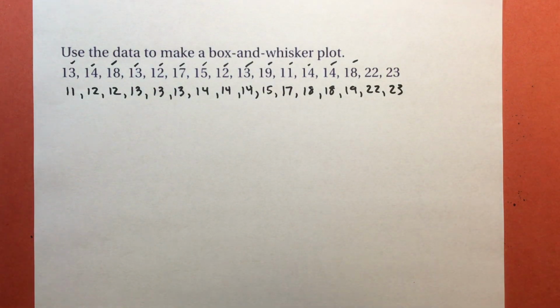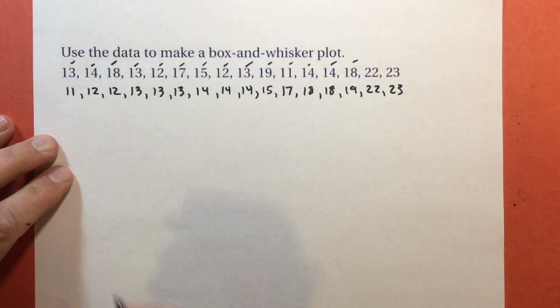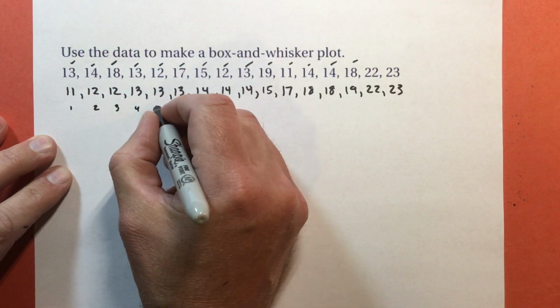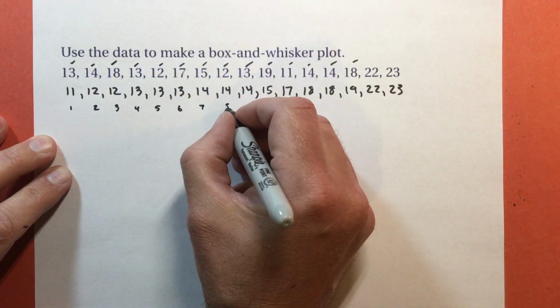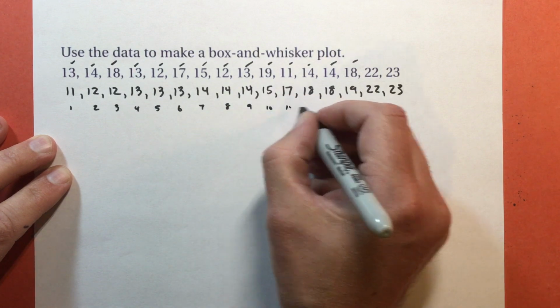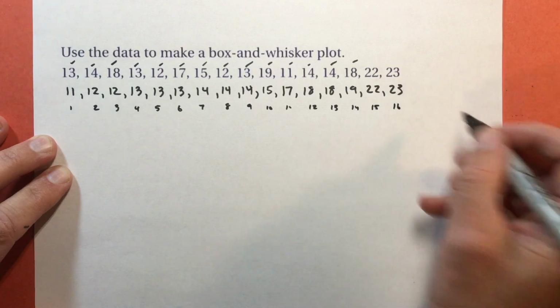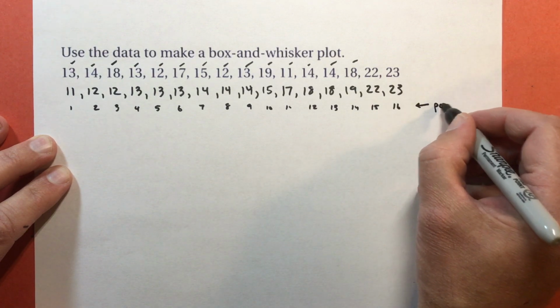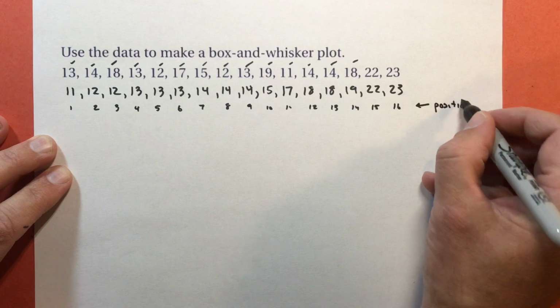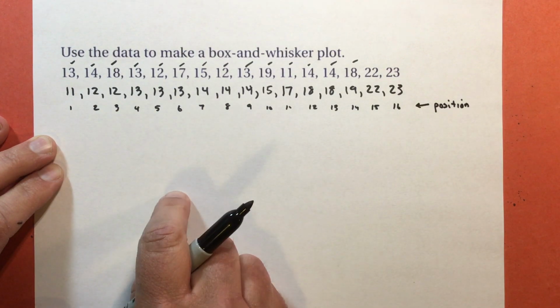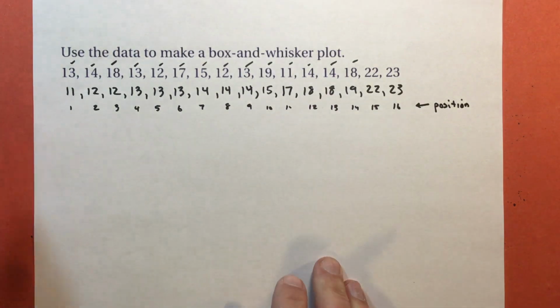Okay, now, again, this is not something I would normally write if I was doing the problem, but I'm going to do it so you can see what I'm thinking. I'm just going to count. 1, 2, 3, 4, 5, 6, 7, 8, 9, 10, 11, 12, 13, 14, 15, and 16. So this is what we call the position. So the first number is 11. The 7th number is 14. The 13th number is 18. That's all that means.